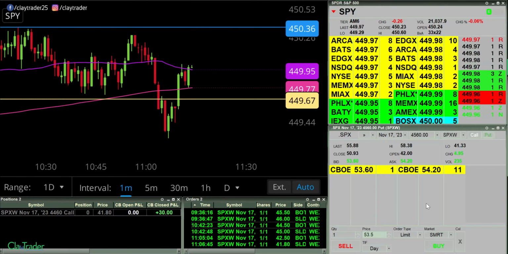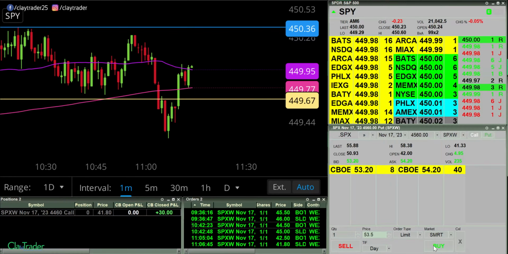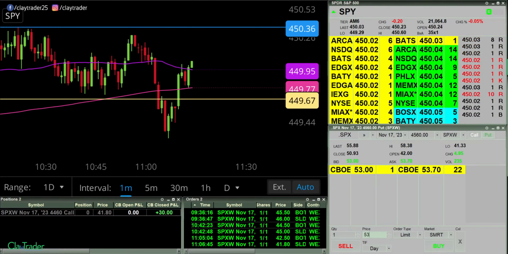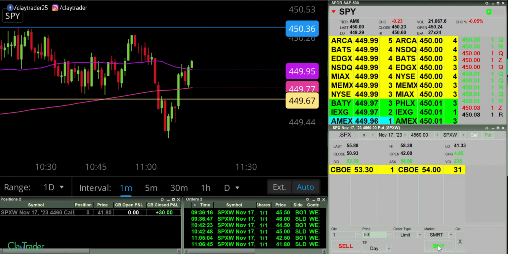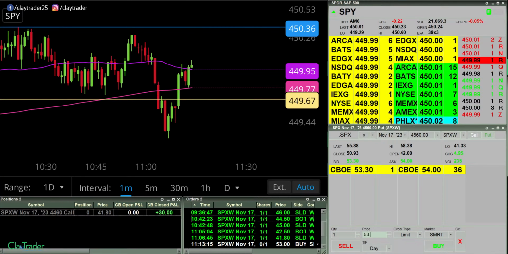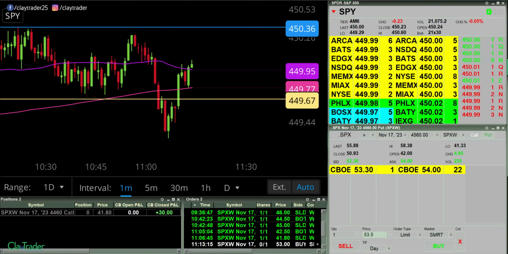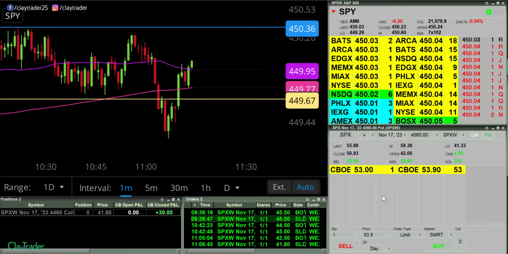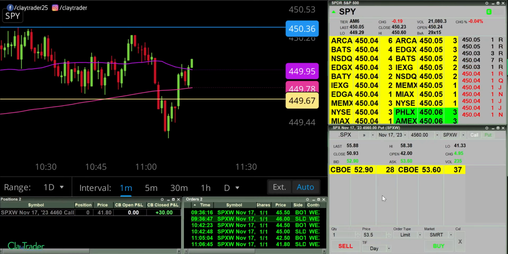If anything, maybe 53.50 is the area. I'm going to try 53. This is a forced trade. Forced trade because I'm frustrated about how this thing continues to bounce back upwards.